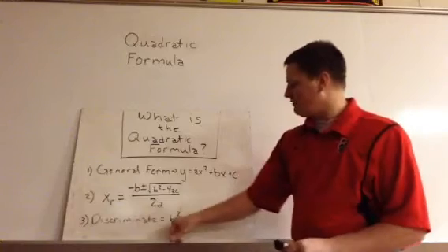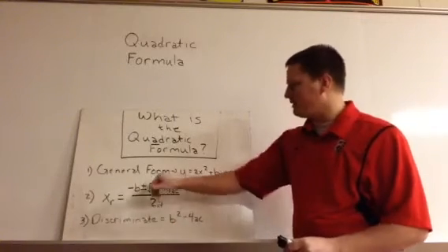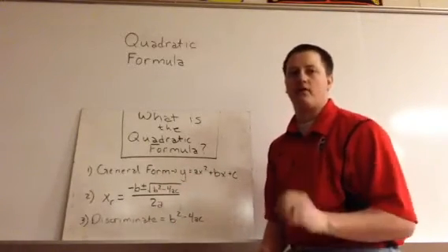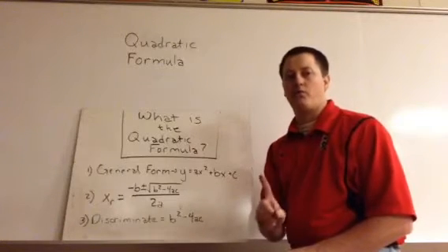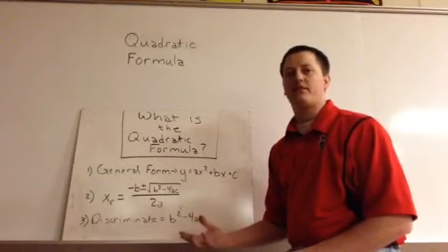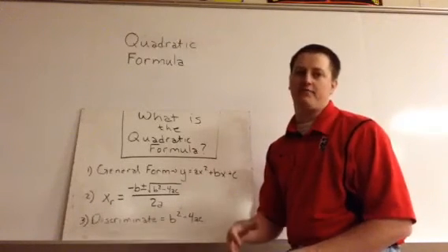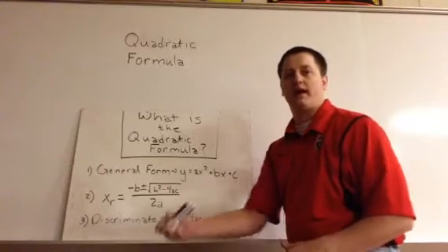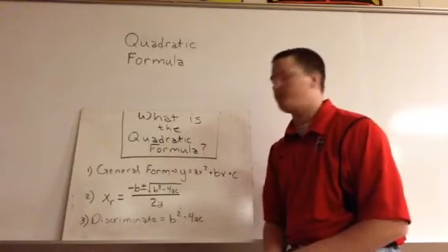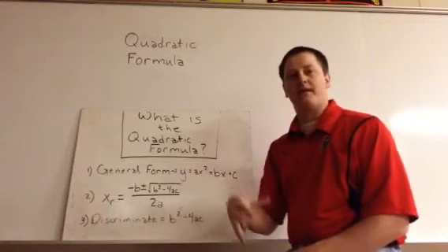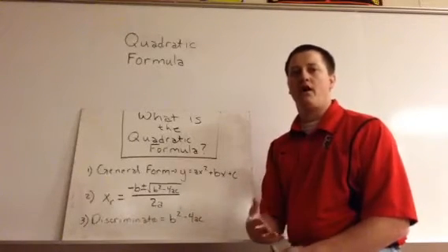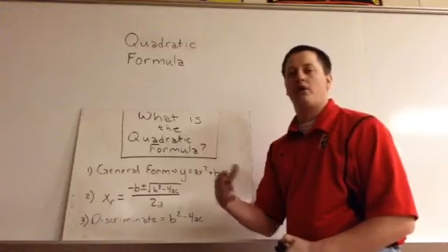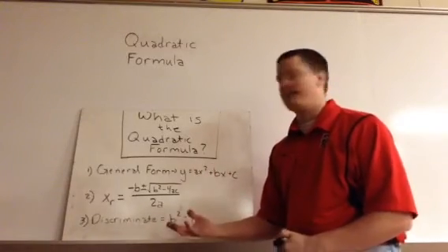The discriminant is this b squared minus 4ac part, the part in the square root. Well, if this ends up being 0, that means that we're going to get one root. If the discriminant ends up being a positive number, well, if you square root a positive, you're going to get a positive answer and a negative answer, meaning we'll get two roots. If the discriminant ends up being a negative number, well, we've already talked that square rooting a negative doesn't really work, so we're going to get no roots in that situation.